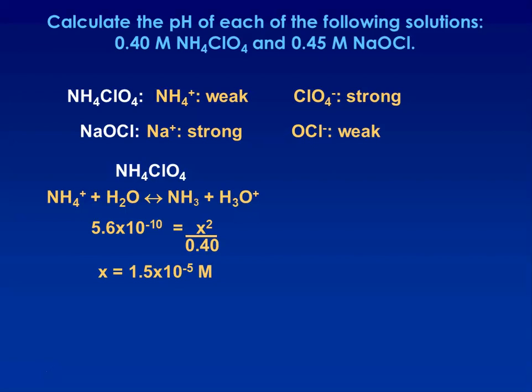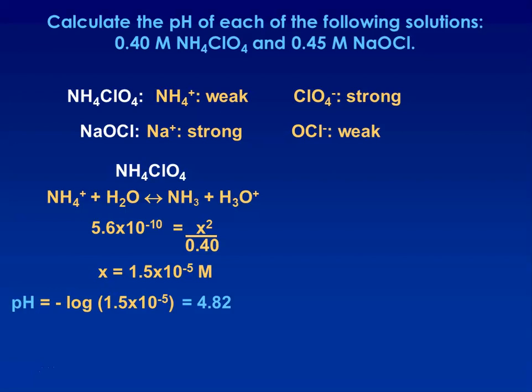I feel quite confident in saying that that's going to fall well below the 5% rule, but that x is giving me my hydrogen concentration. So if I take the negative log of that hydrogen concentration, I get that my pH will be 4.82.